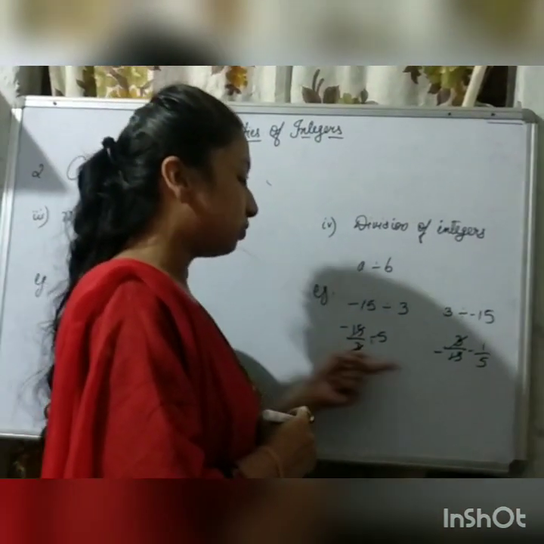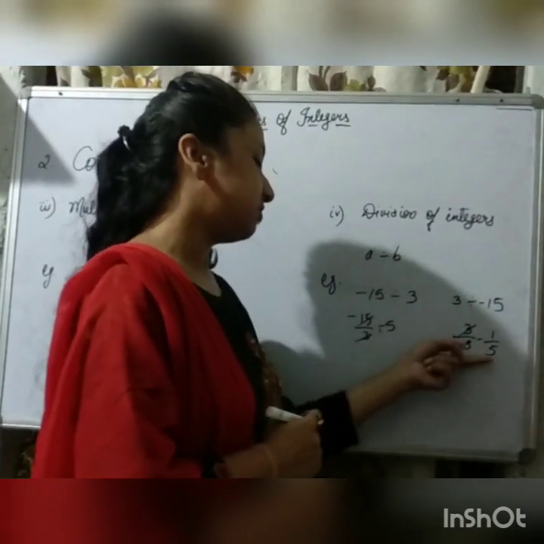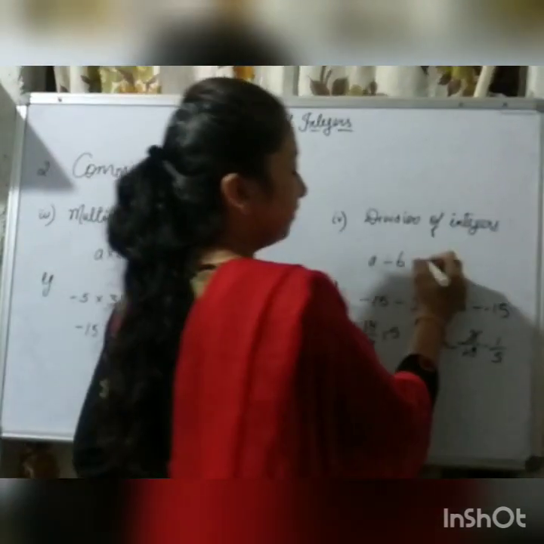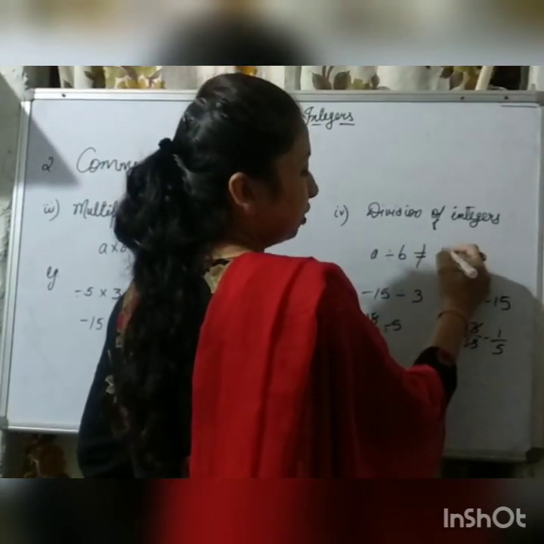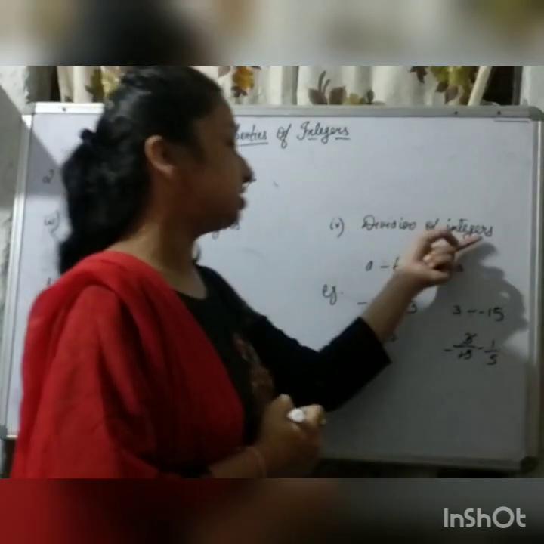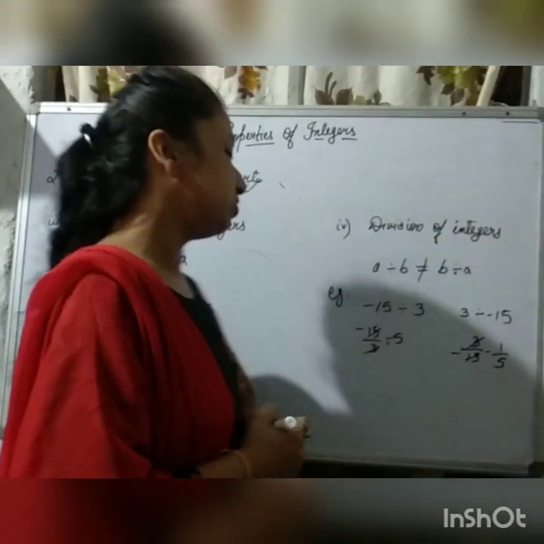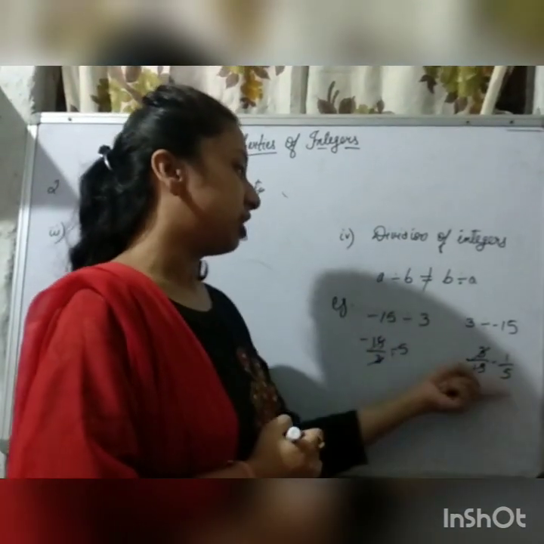So here you can see both are not equal. If I change the order, the answer will not come same. That means a divided by b is not equal to b divided by a. That means the division of integers does not follow the commutative property. So the answer will not come same.